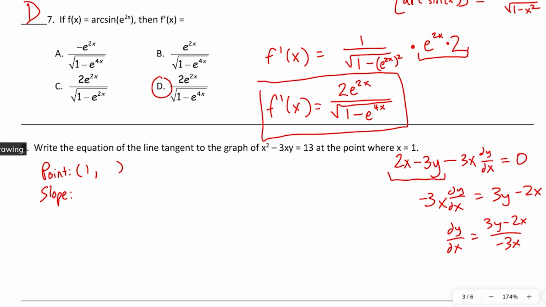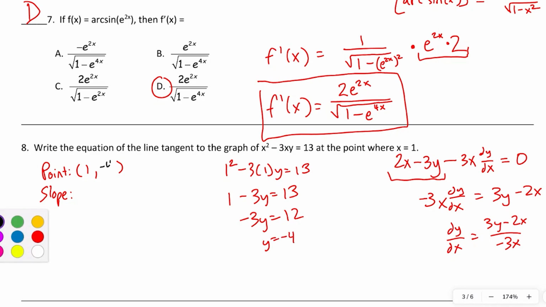So x is 1, so we have 1 squared minus 3 times 1 times y equals 13. So 1 squared is 1. 3 times 1 is 3, so negative 3y equals 13 minus 1, which is 12, so y is going to be negative 4. So that's the y coordinate of my point, and now I can find the slope. I'm going to plug in (1, negative 4) back over here into the slope equation.